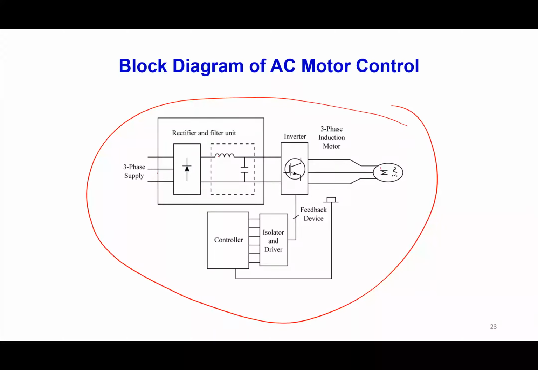You have a three-phase power supply, rectifier, and a filter, inverter, three-phase induction motor, then feedback the current and voltage, then it goes to the controller. Then we have the gate drive signals. Basically, it has to be isolated. That's why it is the isolator. And this is the feedback on this one. These are the signals that are going to the gate drivers. So that is the main block diagram of the AC motor control system.